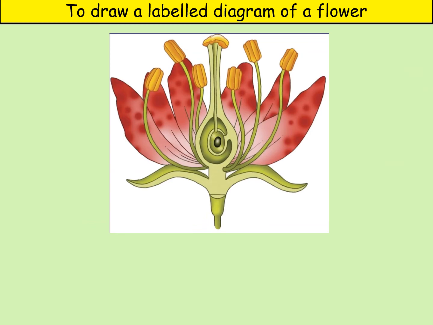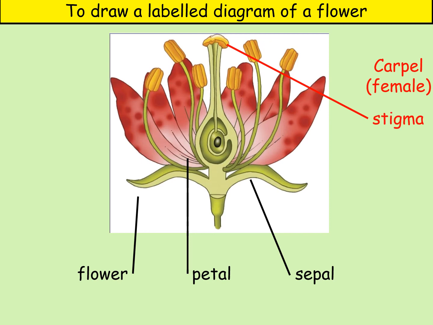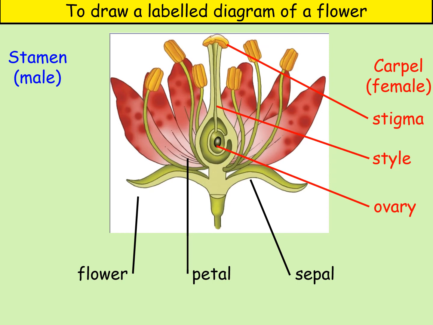Try to name these flower organs before me. This is just the whole flower. The red part is the petal, and this green part is a sepal. Now let's look at the female part, which is called the carpal. Stigma, style, ovary. Now let's look at the male part, which is called the stamen. Anther, filament.